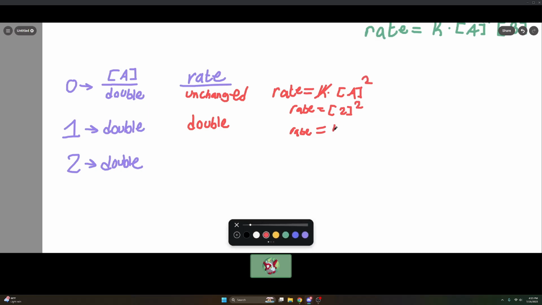And 2 to the second power is 4. This would quadruple. I think the pattern's been established, but to be safe, let's do just one more. Let's skip 3. Why don't we just go big? Let's go like 6. 6th power.